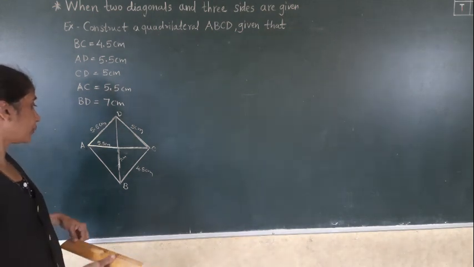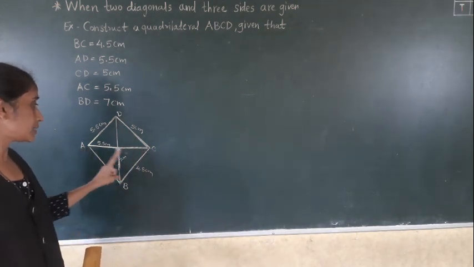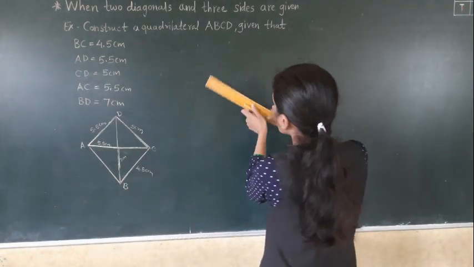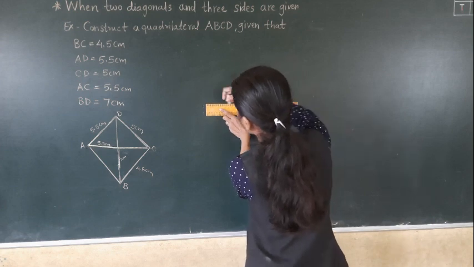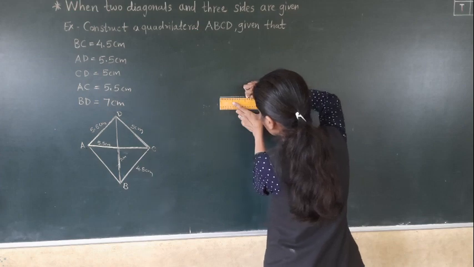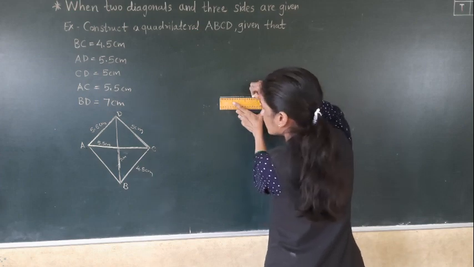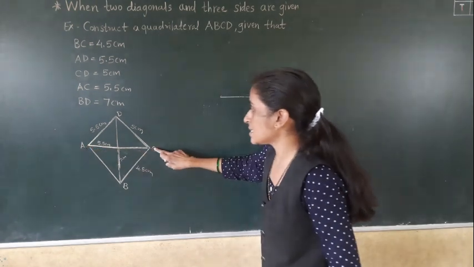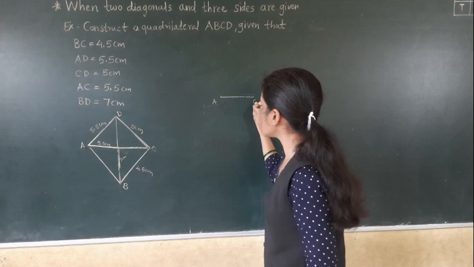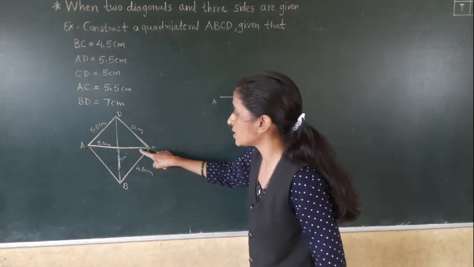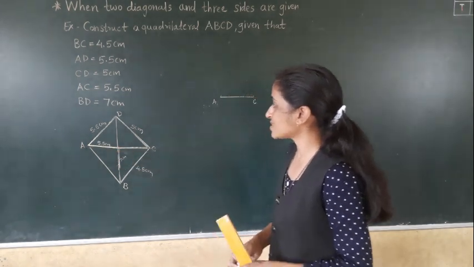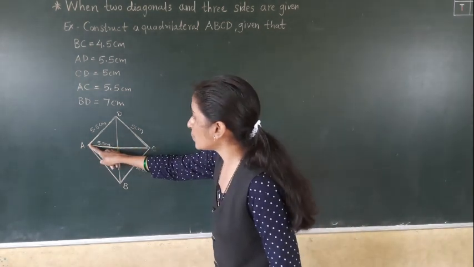So for that what do we do first? First we will draw AC. How much is AC? 5.5 centimeter. So now draw a line segment of 5.5 centimeter. Now this is A, this is C. First what have we drawn? This part. See, I have made it with the yellow. Now after that what can we do?